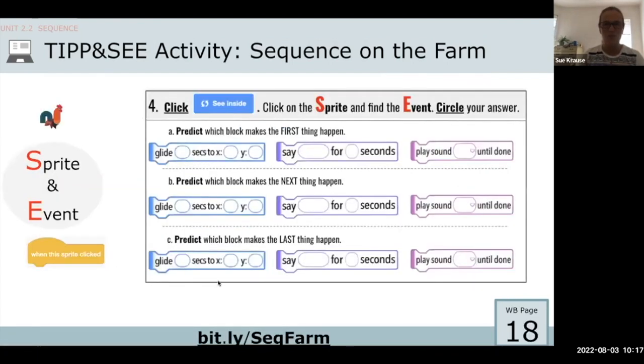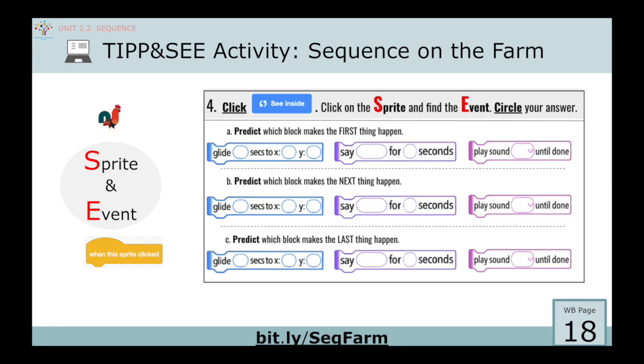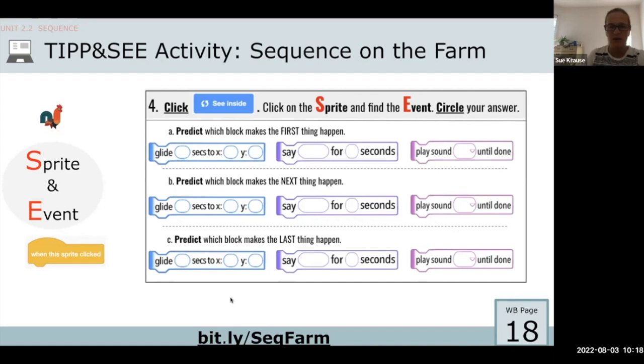All right. So this was predict. And again, when the kids are working on these, you want them to really think about predicting, figuring out what happens first, what happens next, what happens last in terms of the blocks. So they're getting more accustomed to what blocks do which actions. So what block made the first thing happen? Is it the glide, the say, or the play? The glide. The glide, exactly.